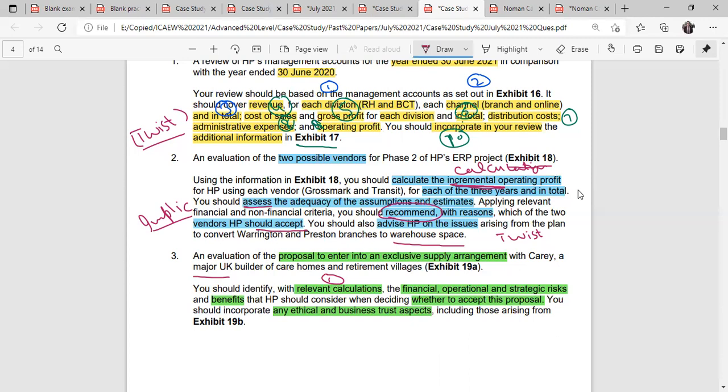A very small calculation, because the major focus of requirement 3 is on the commercial side: financial, operational, and strategic benefits and risks, ethics and business trust. So the examiner is just going to test a small portion of calculation in requirement 3. If there is no calculation, your marks will be more for the theoretical area. But now there are a little bit fewer marks for the theoretical area. Again, calculations are a favorite area for most of the students.